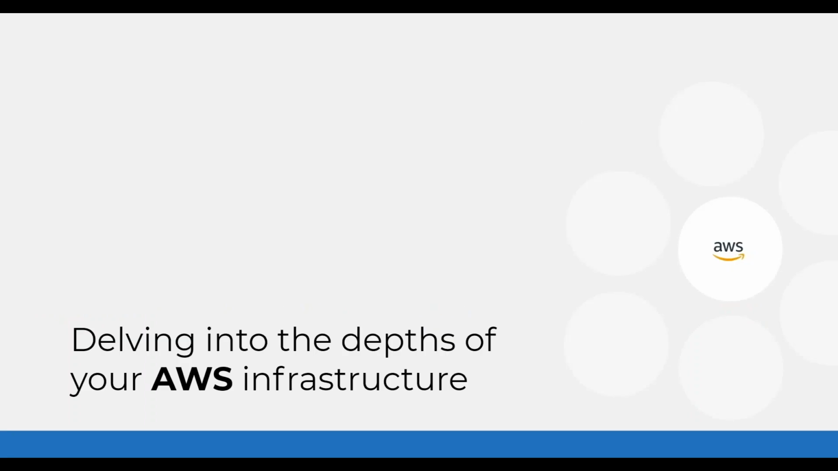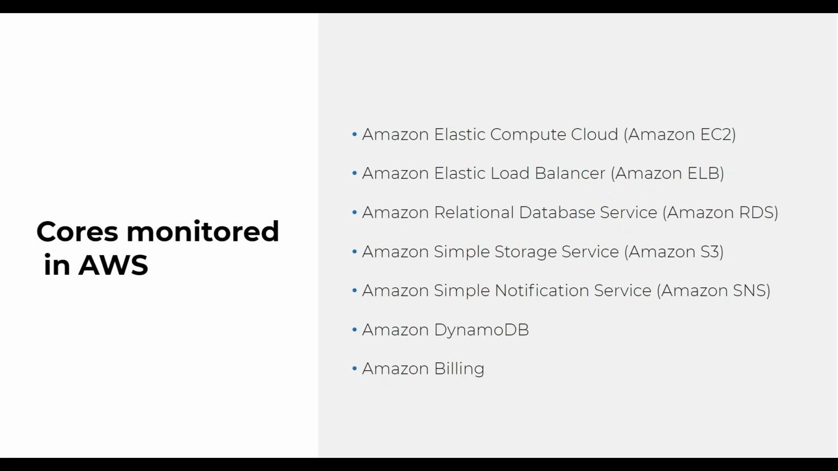Now, the first topic for today is delving into the depths of your AWS infrastructure. Amazon Web Services has various options for monitoring in Applications Manager. Some of the available services as of now would be the Elastic Compute Cloud, the Load Balancer, and Relational Database, which supports monitoring of various databases like MySQL, Postgres, and the Aurora database as well. We also have the Simple Storage Service, Notification Service, Dynamo Database, and AWS Billing. Now, let us go into the UI to see.